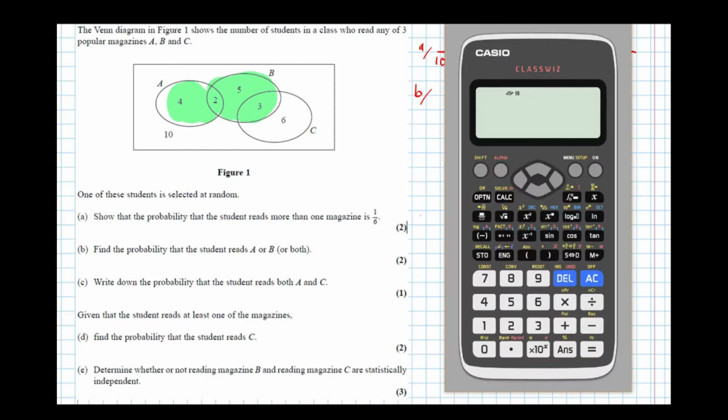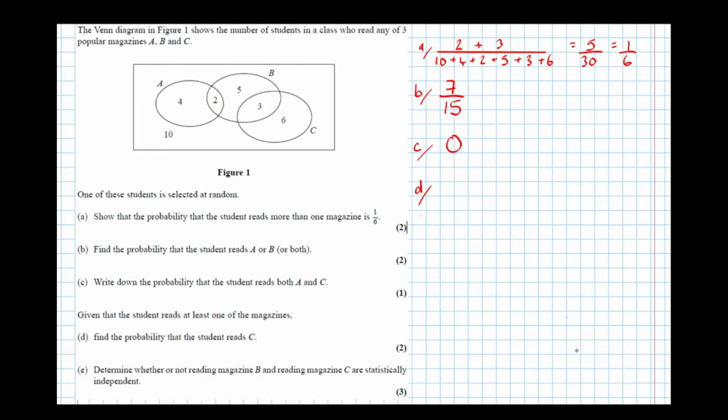Well, let's total all the tops up. 4 plus 2 plus 5 plus 3 over, we'll work that out to be 30, equals 7/15. So 7/15 is the answer. Part C, write down the probability, let's delete those, write down the probability that she reads both A and C. Well, A and C don't overlap, so 0 is the answer.